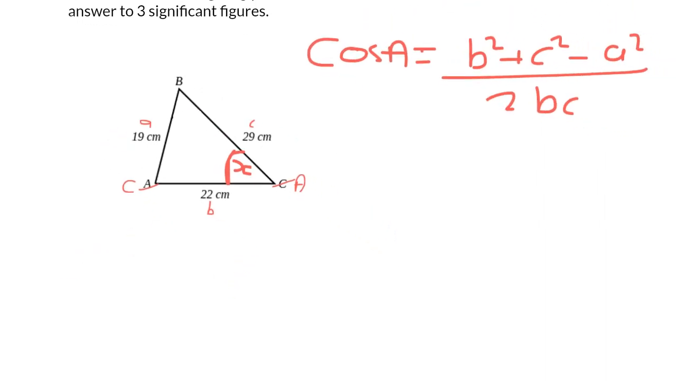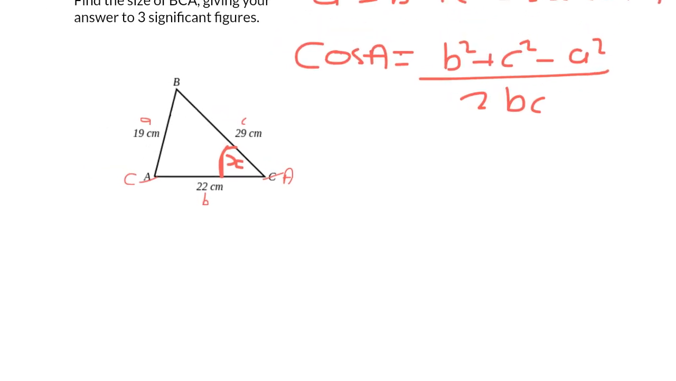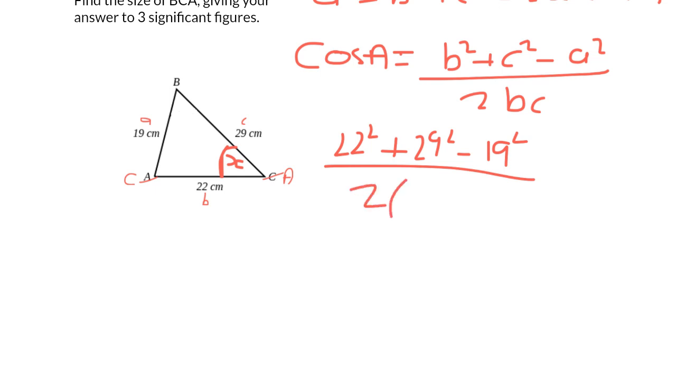So now we can substitute the values in. So B squared is 22 squared. C squared is 29 squared. A squared is 19 squared over 2 lots of B, which is 22, and C, which is 29. And that will give me cos A.